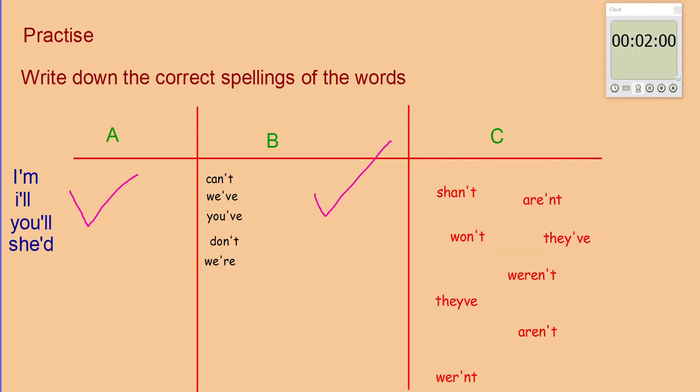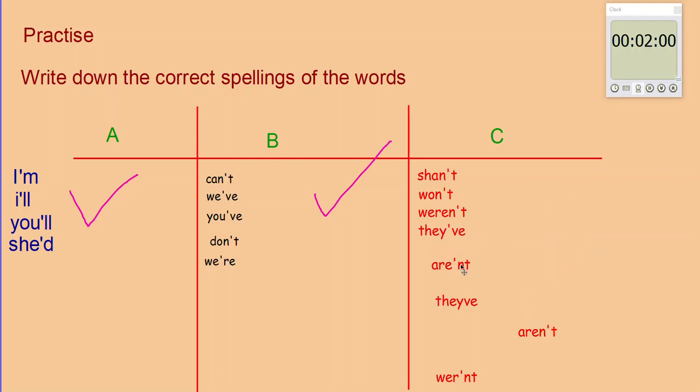Okay, so first of all, we'll take a look at shan't. This one is correct. So shall not, in the right place here is that apostrophe. And won't, again, the apostrophe is where the missing letters are. These are the ones that are slightly different words when they're expanded. Okay, so weren't, were not, that's in the right place there. And they've, as in they have, that's in the right place there.